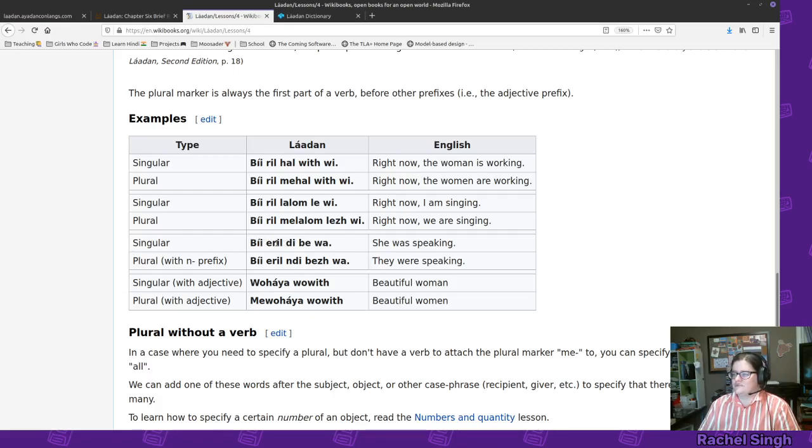Here's singular, she was speaking: be erol de bewa. Speaking, third person, they, she, him, it, singular, because it's just be. Be erol n de, how do you pronounce that? N de, n de, n de bejwa. And then beautiful woman, wohaya with, and then beautiful women, me wohaya with. So you have your adjective marker and then your plural marker added to that.